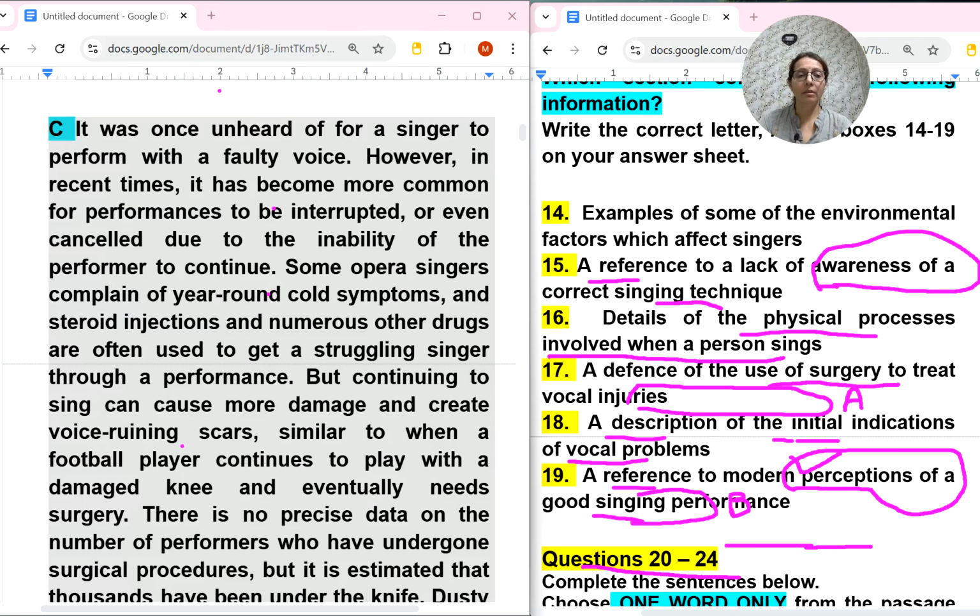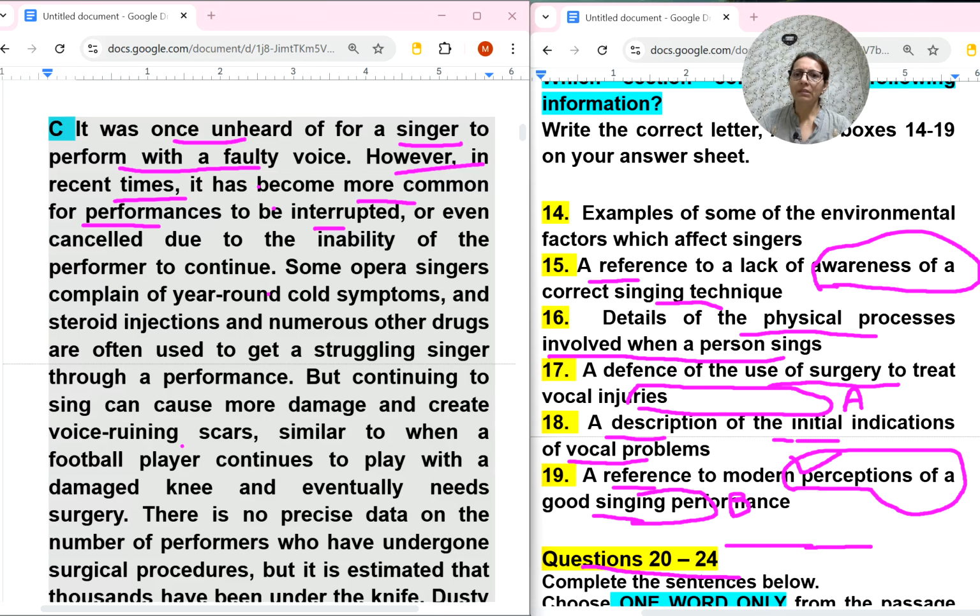So let's read C number paragraph. It was once unheard of for a singer to perform with a faulty voice. However, in recent times, the word modern is there. It has become more common for performances to be interrupted. So I am always trying to match the words along with the meaning. So I am not blindly following the keyword strategy only. Keyword along with some understanding of the things, then you can get correct answers.